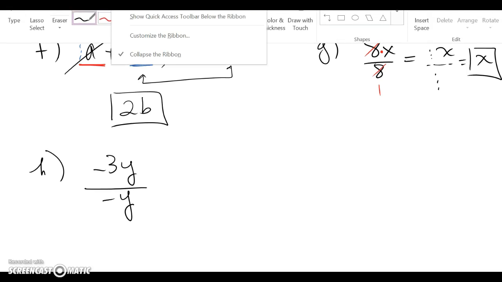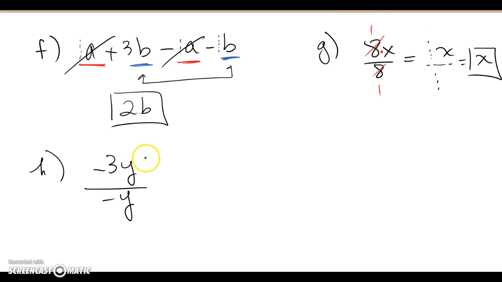Similarly here, I can cancel out the 2y's, go away, leaving off a 1, and I have negative 3 over negative 1, which is just a 3.